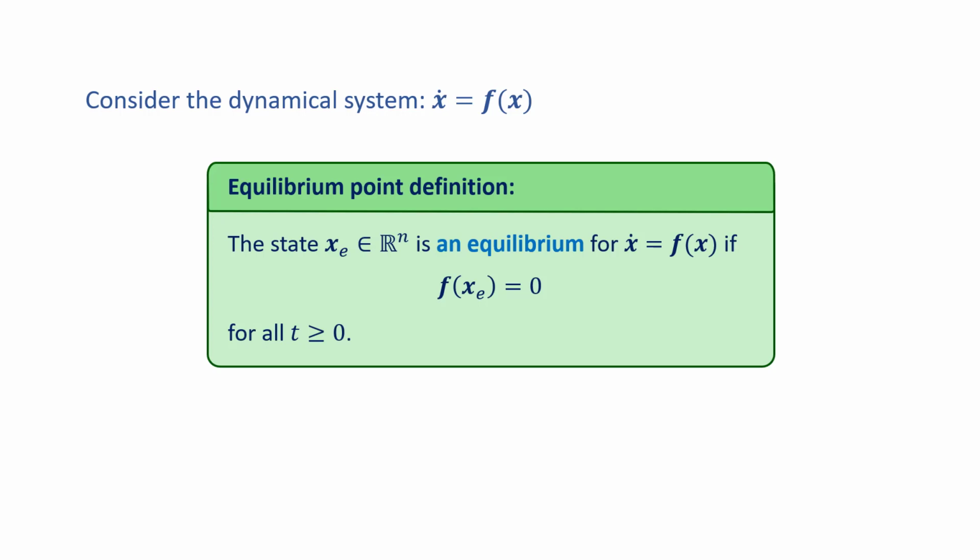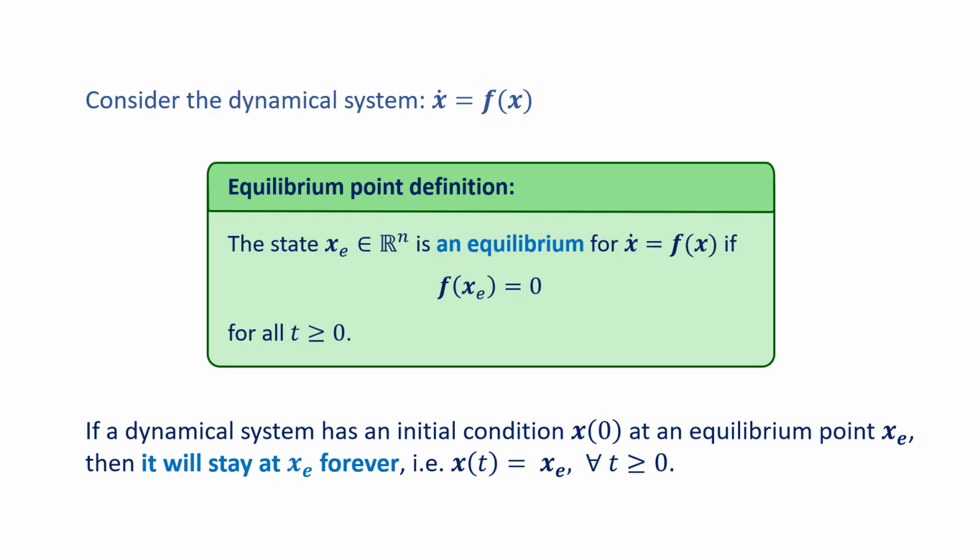So to calculate an equilibrium point of a system, we just need to let the derivatives of all state variables be 0 and find the state variables xe that satisfy f of xe equals 0. To learn more about state variables and state space representations, see the video linked below. If a dynamical system has an initial condition x of 0 at an equilibrium point xe, then it will stay at the equilibrium point forever, that is, x of t equals xe for all t greater than or equal to 0. We now consider several examples.